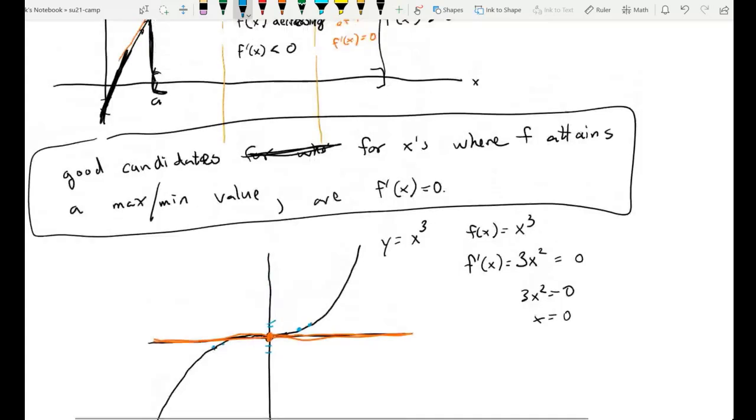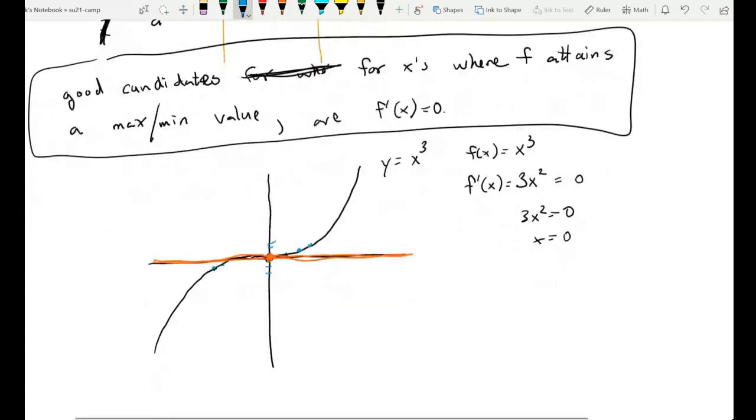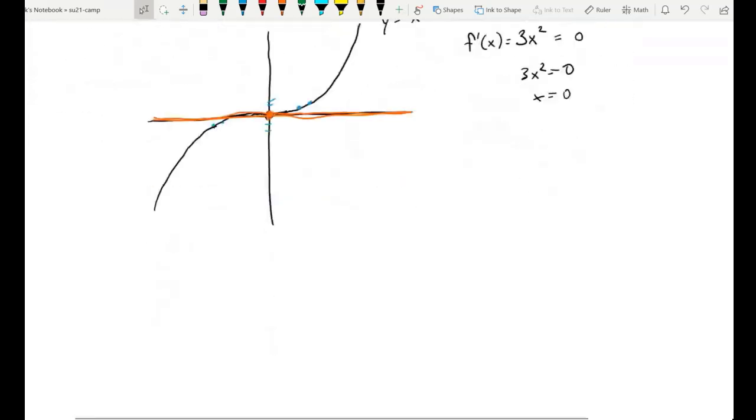I just want to get the basic idea of relating derivatives to whether the function is increasing or decreasing, and if you have a peak or a trough, your derivative will be 0 or undefined. That's a caveat: or undefined.